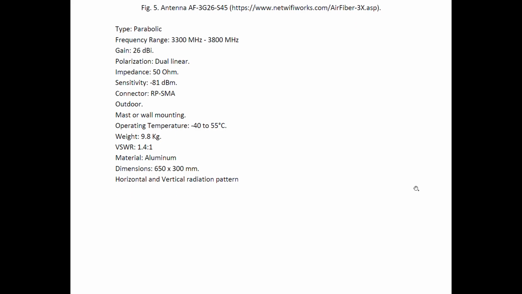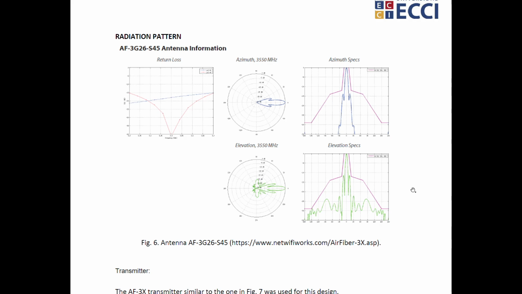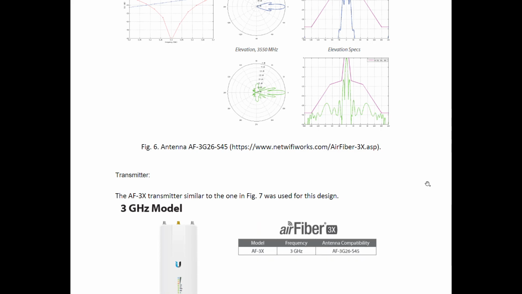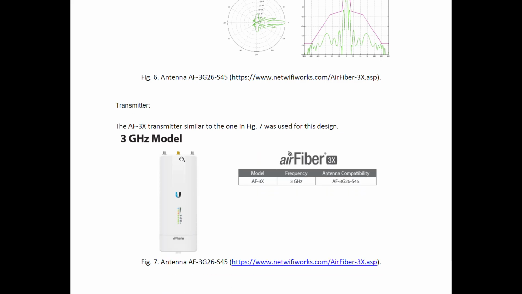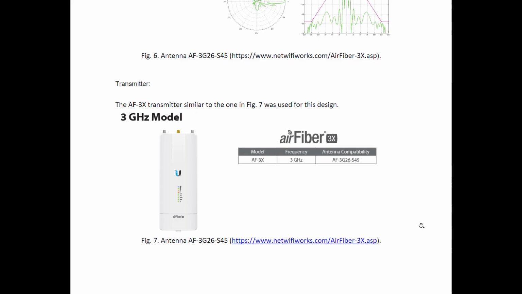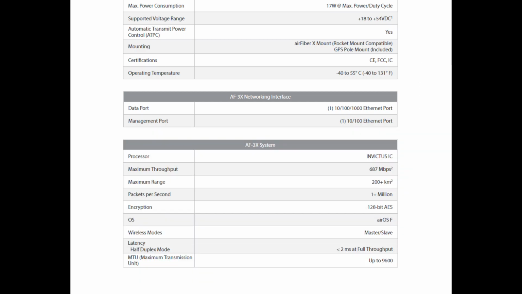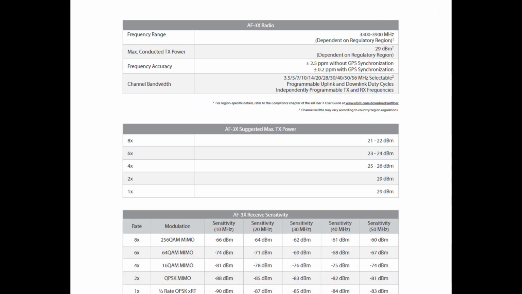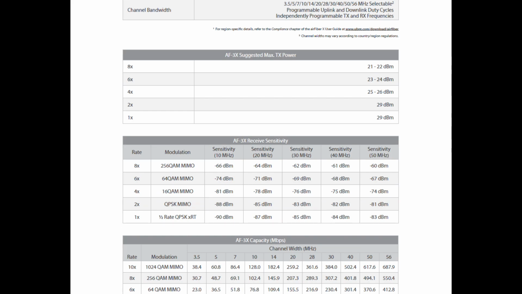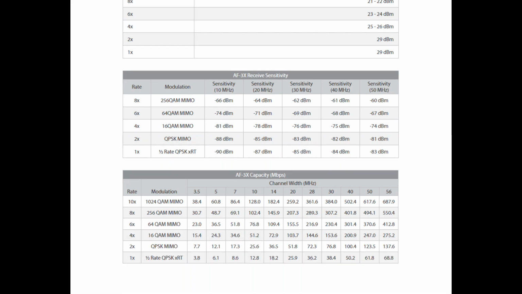And we have the next slide where we have the radiation pattern of the antenna, that is very important for the design of the radio link. And this is the transmitter AF3X, that is from the same vendor as the antenna. So we have a perfect choice here because there is no issue between the antenna and the transmitter. The transmitter works in a frequency of 3 gigahertz. We have here the technical specifications, where we can see all the parameters that the antenna has, and the modulation that the system can use.